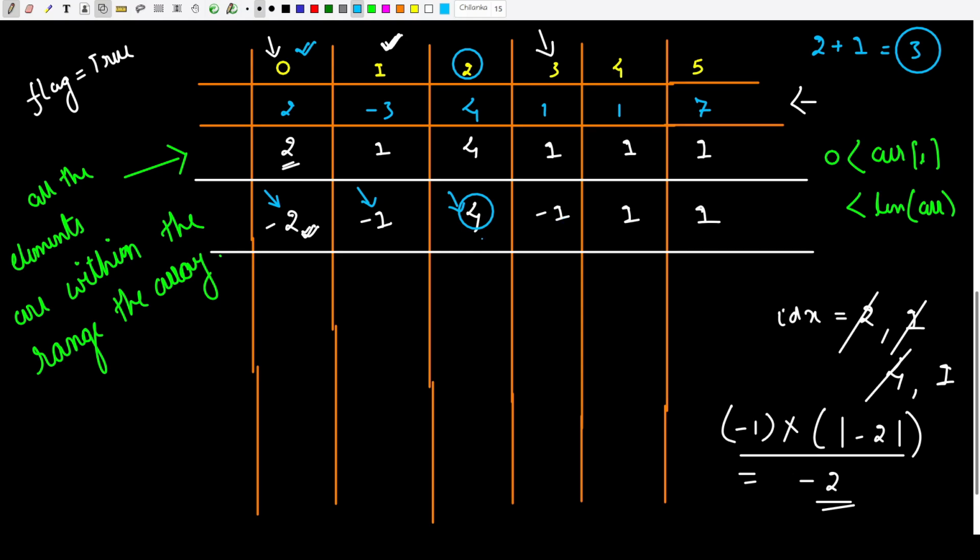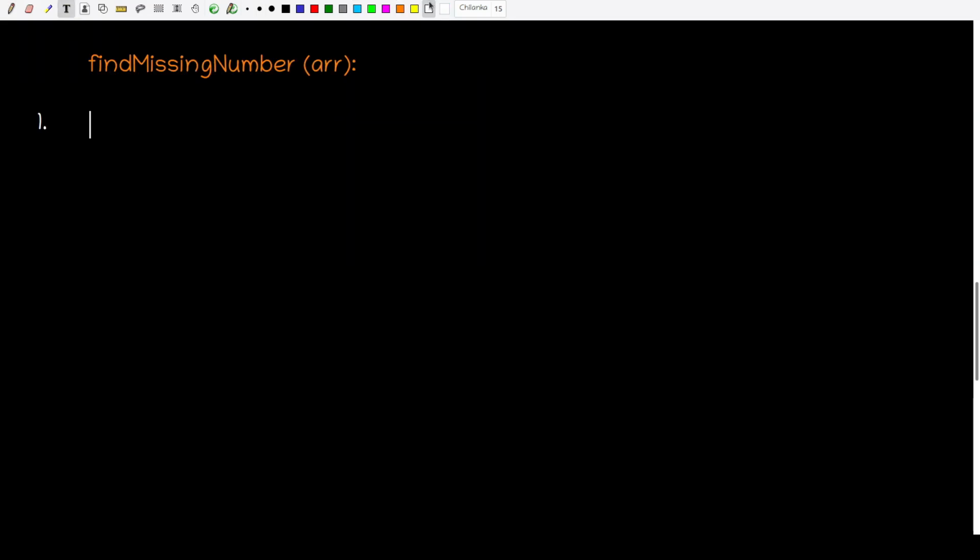So that's the discussion of the solution, folks. Now let us discuss the pseudocode of this problem. So let us say we want to find a missing number and an array is given to us. For that, let's take a flag and set this value to false, which simply means 1 does not exist in the array. And also let's take n, which is equal to the length of the array.